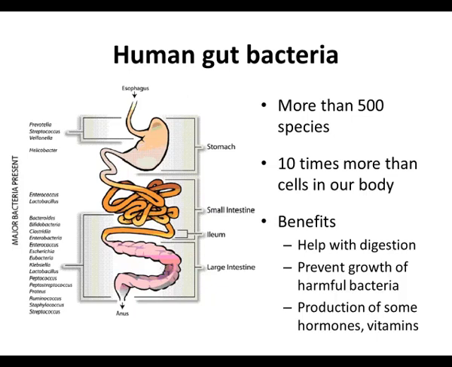And if you think about us, there are so many bacteria in our gut, more than 500 species, and there are more bacteria than the number of cells in our body. And most of them are actually mutualistic bacteria, so they help with digestion, some even prevent growth of harmful bacteria, and in some cases they produce hormones and vitamins. So we are providing a nice and cozy place for these bacteria to stay, and we are providing all the food, but as a service for that, they're providing all these benefits to us.